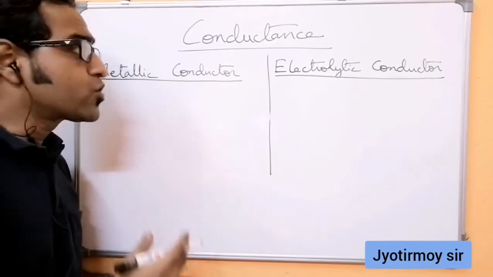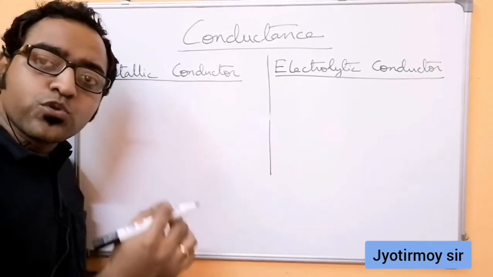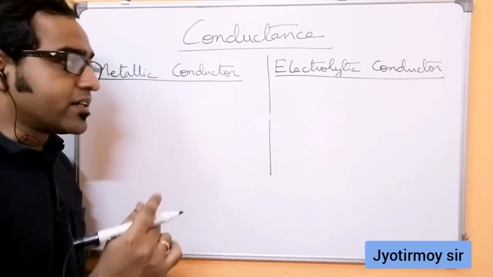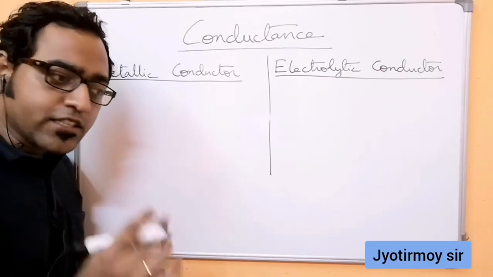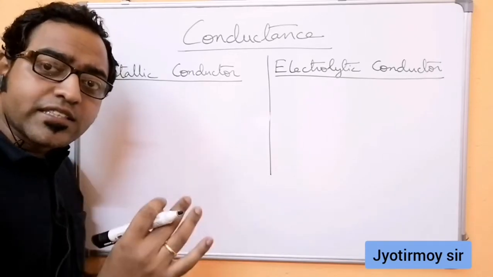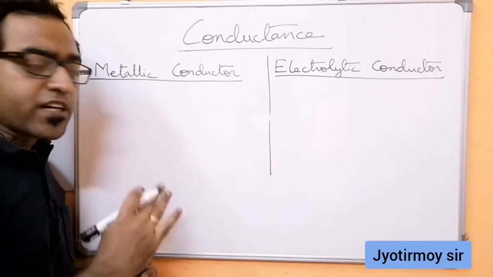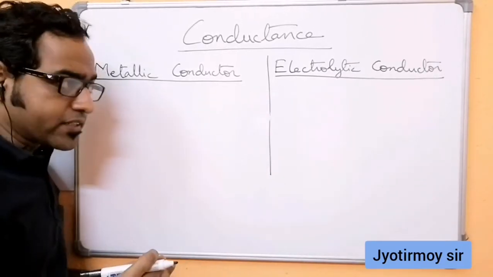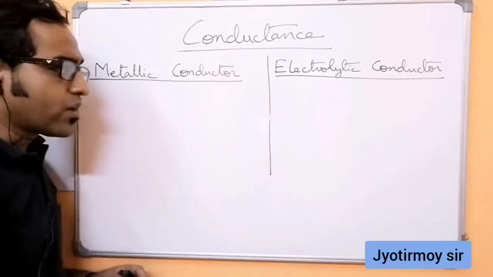Let's start with our topic, conductance. Before going into conductance, we should know what is meant by conductor. Conductors are substances which allow electricity to pass through them. And we have two types of conductor. One is called metallic conductor, another is called electrolytic conductor.